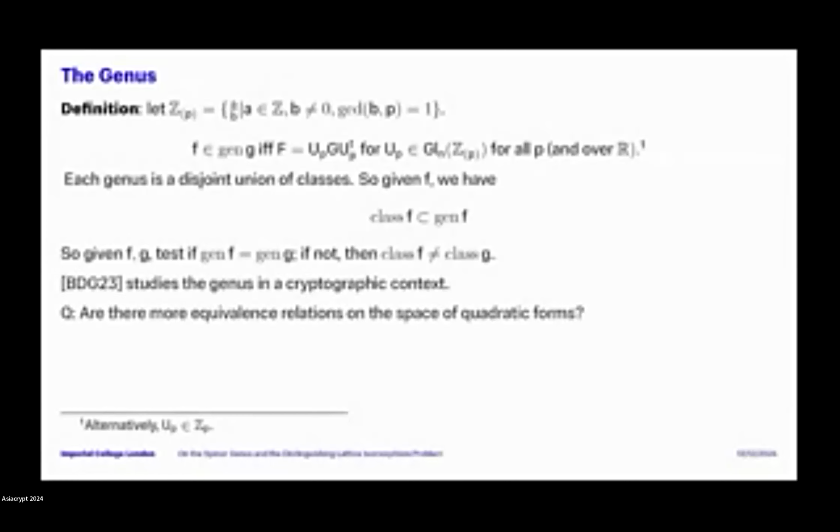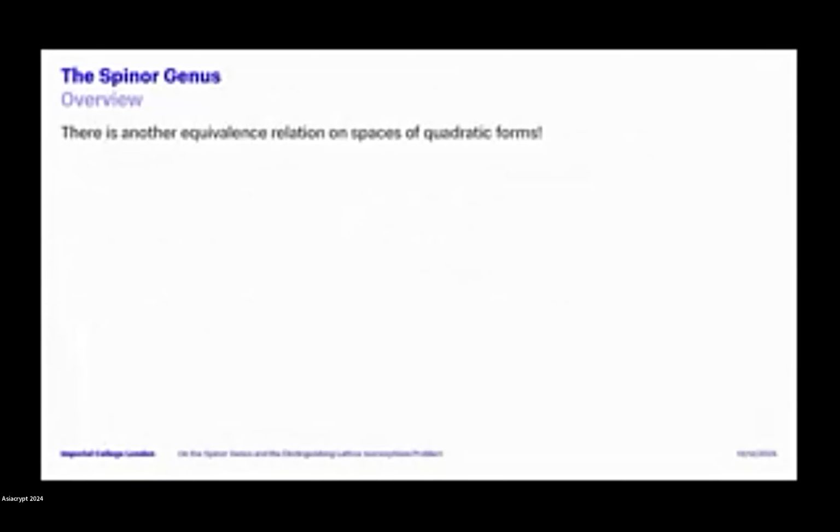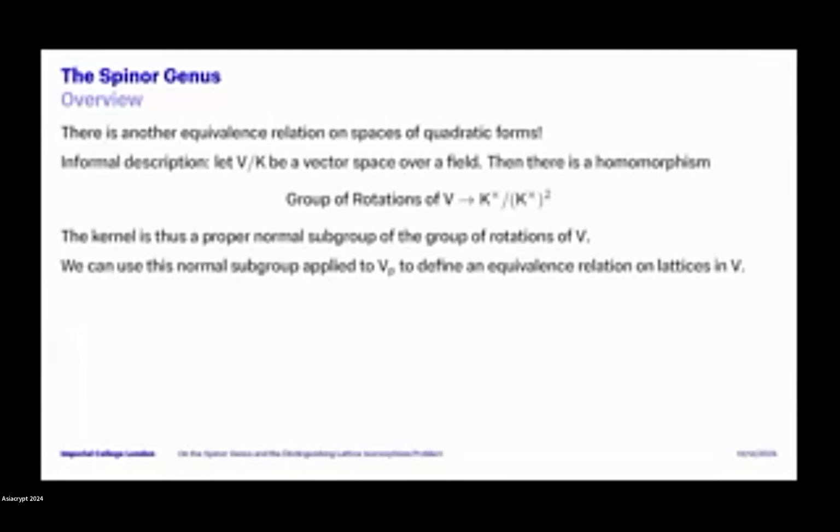This notion has been studied in a cryptographic context, but our question is, are there more such equivalence relations on the space of quadratic forms? And moreover, are they useful for solving decision lattice isomorphism problem and distinguish lattice isomorphism problem instances? The answer to this question is yes. It's called the spinor genus. And here is a kind of big picture description of how it works. So we let V over K be a vector space over a field.